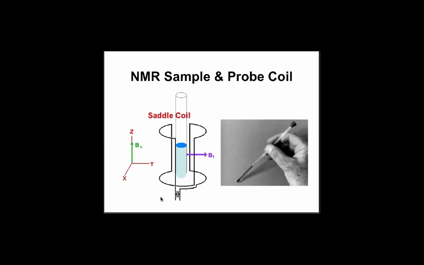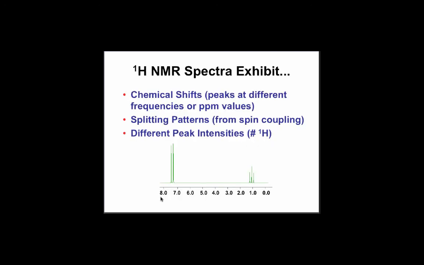Inside that radio transmitter receiver, you put a little tiny test tube about as narrow as a pen or a pencil, and the sample, about 500 or 600 microliters, is put into that. When you collect a spectrum, you'll see peaks, and those peaks are characterized by chemical shifts. We measure them in parts per million.